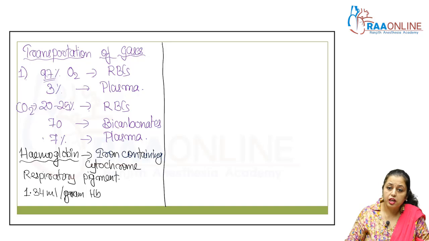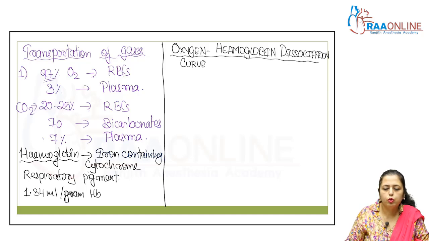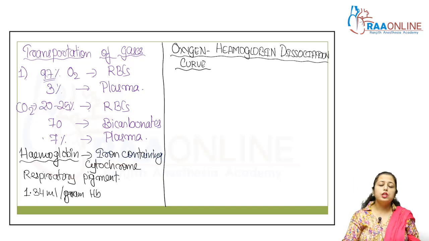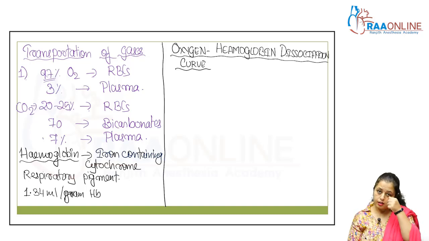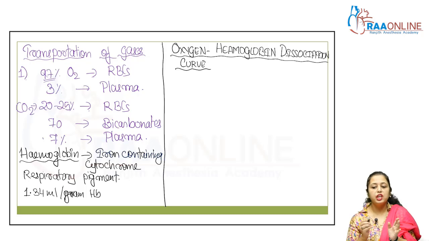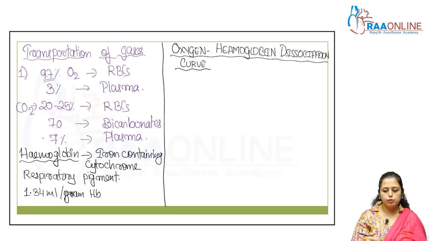On the basis of that, and it's very important from the examination point of view, we will discuss the oxygen hemoglobin dissociation curve. As its name suggests, it means the dissociation of oxygen from the hemoglobin. What will happen in that case? This is the relationship between the saturation of the hemoglobin and the oxygen concentration, and it is studied by plotting a graph.